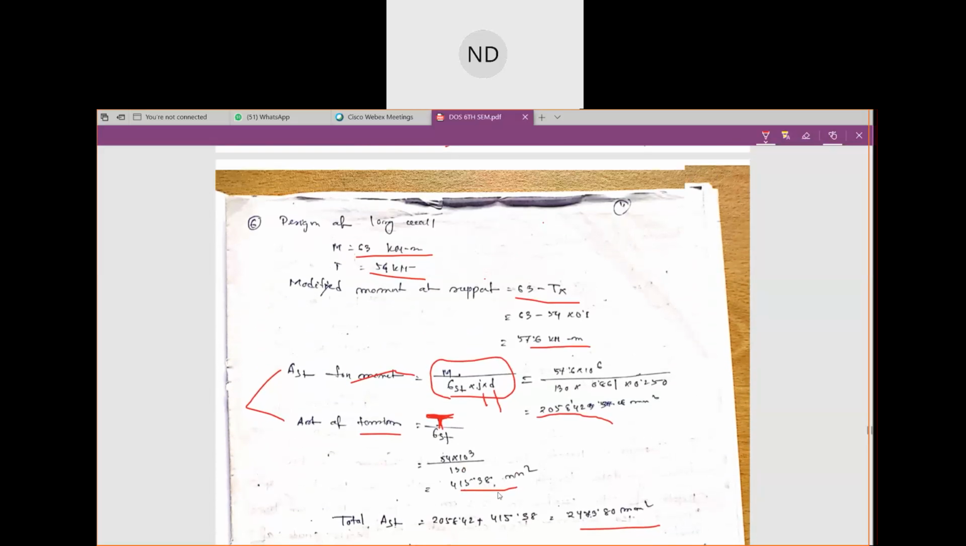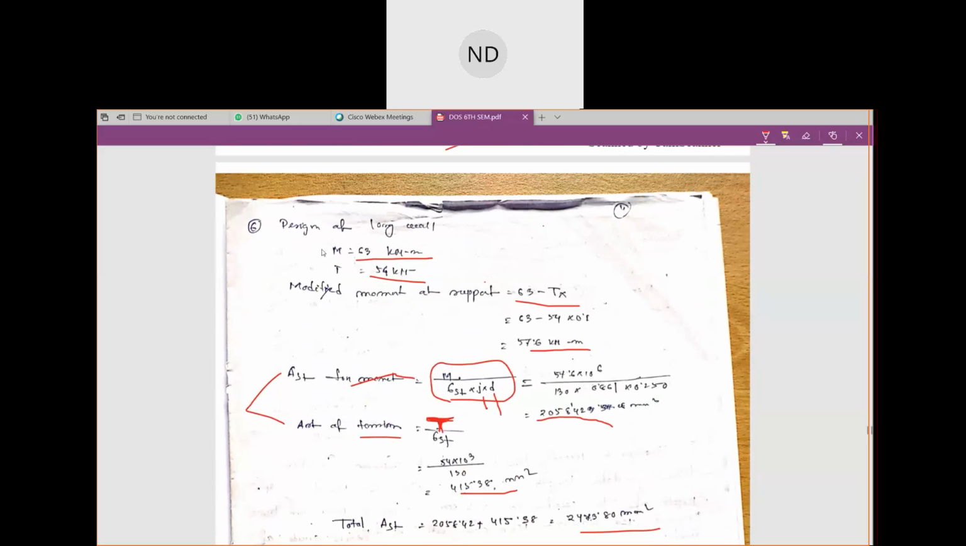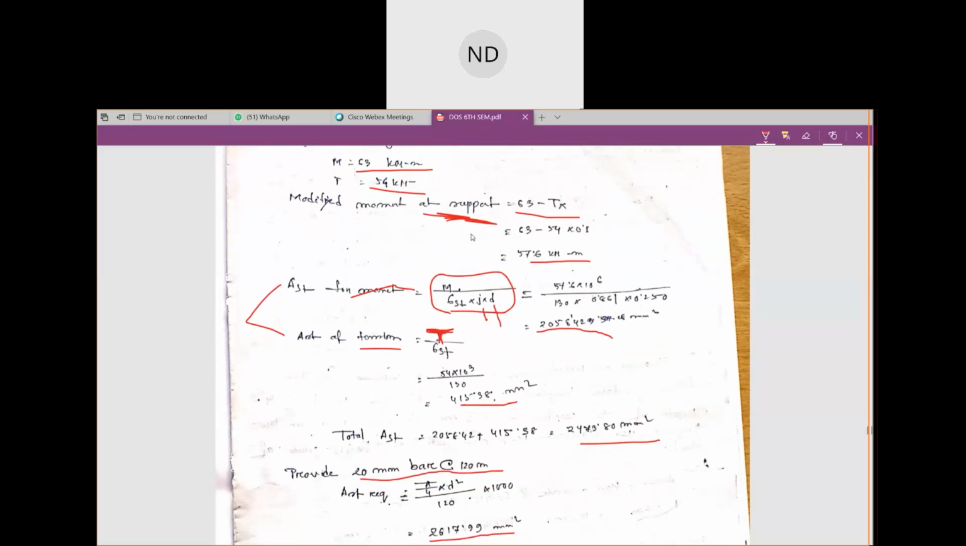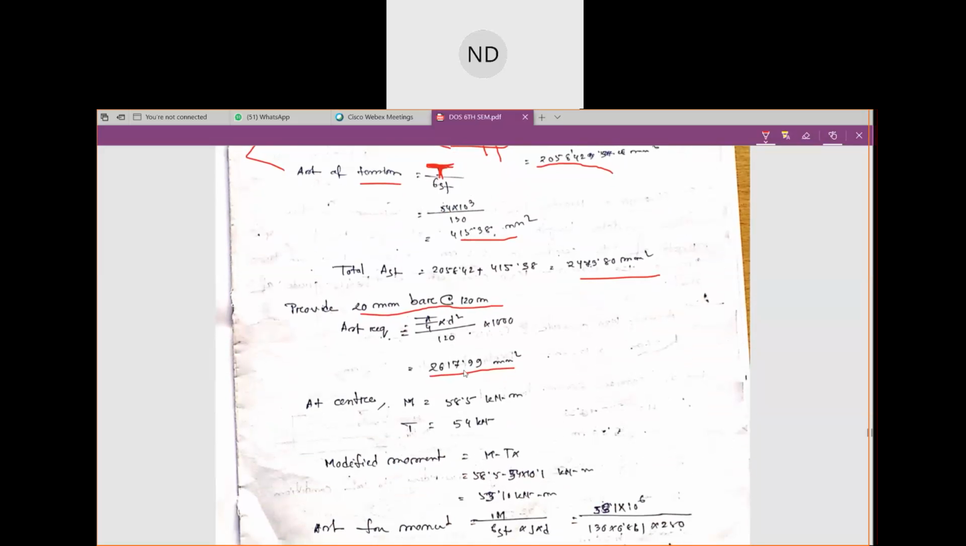Now this is the area of steel after giving the spacing and the diameter of bars. We have got this much area of steel required at the supports of the long wall. This is the design of the long wall, at the support. Then at the support we have got our required area of steel to be 2617.99.